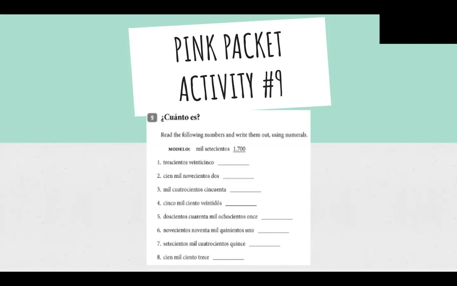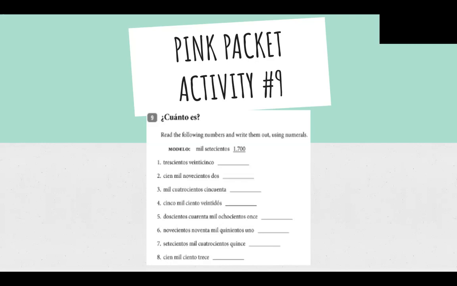And they're giving you a model, so you were supposed to read those numbers and then write down your answer. I'm gonna tell you in English, obviously, what the answer should have been. So make sure you check your answers there. For number 1, you should have 325. Number 2, 100,902. For number 3, you should have 1,450.